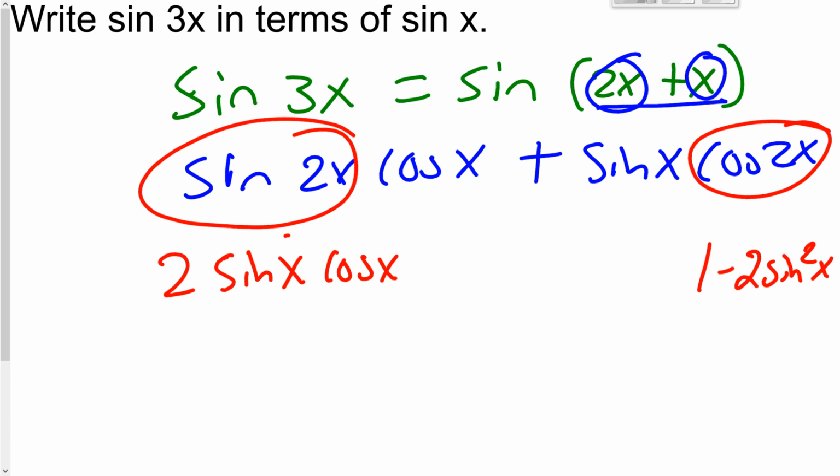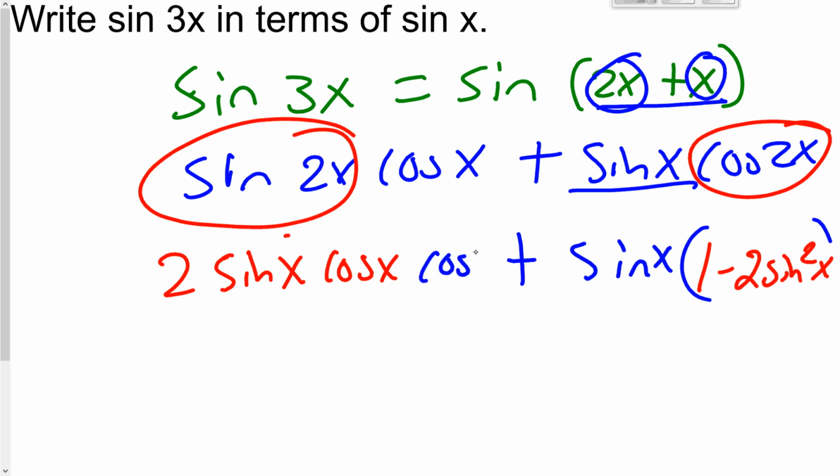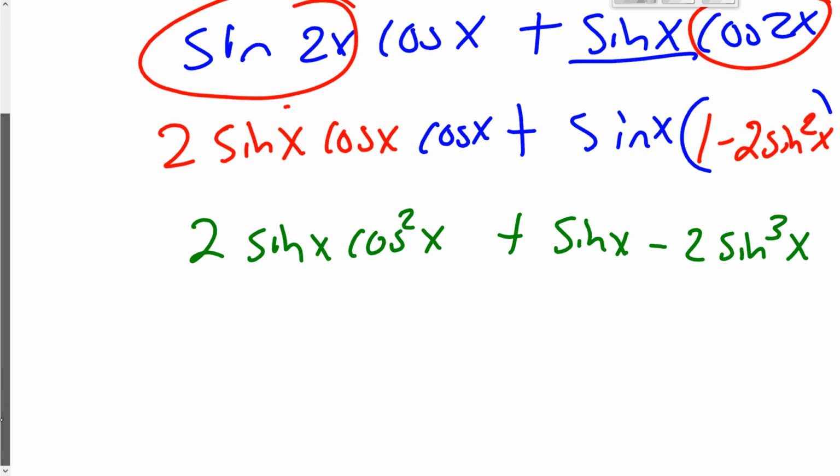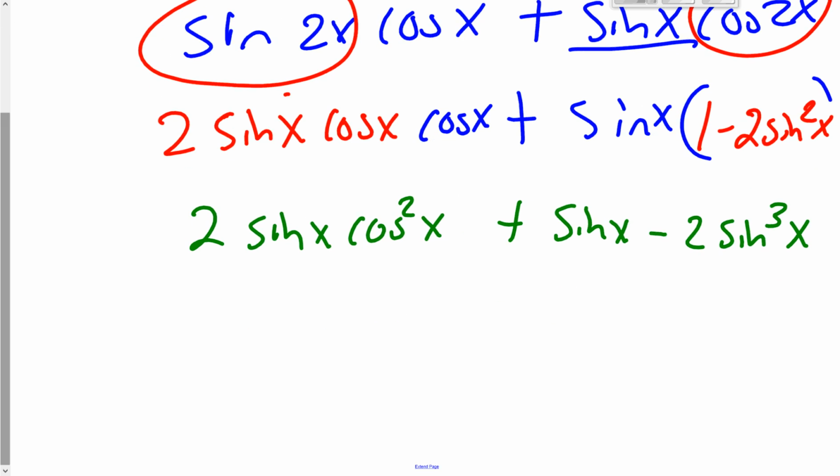Okay, and then we can bring down our times by sine of x here, bring down that plus sign, and this one is times by another cosine of x. So then here we have 2 sine x, and then cosine times cosine is a cosine squared x plus, and we can go ahead and distribute this sine x, so that'd be sine x minus 2 sine cubed of x. Okay, now we can go ahead and rearrange these.